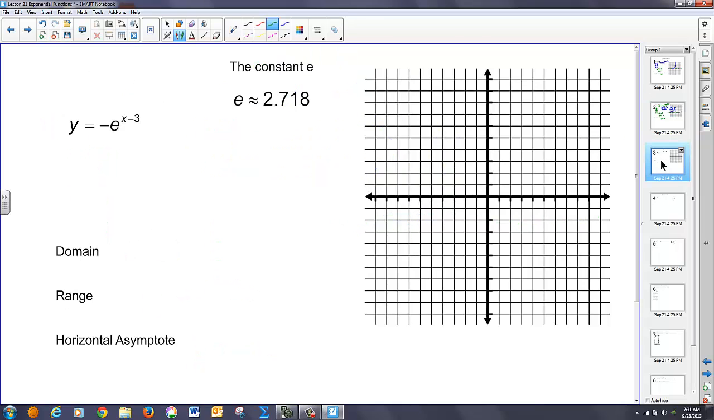Let's take a look at another one. Now, there's a special constant in math, and that constant's called e. It's called the natural base.